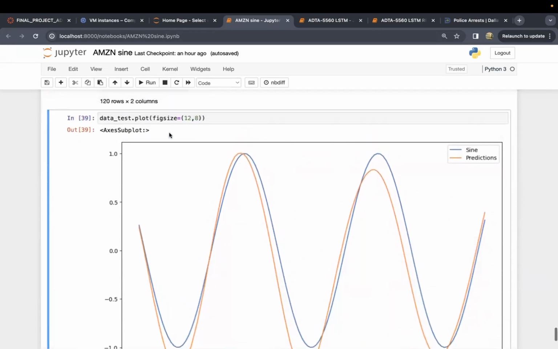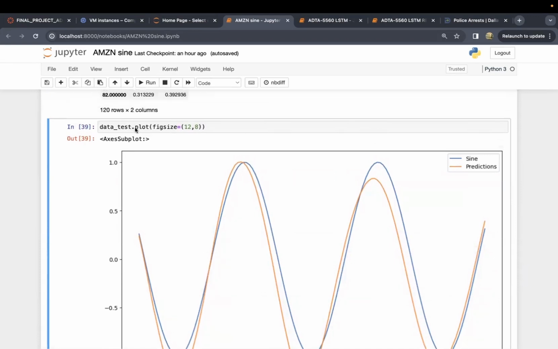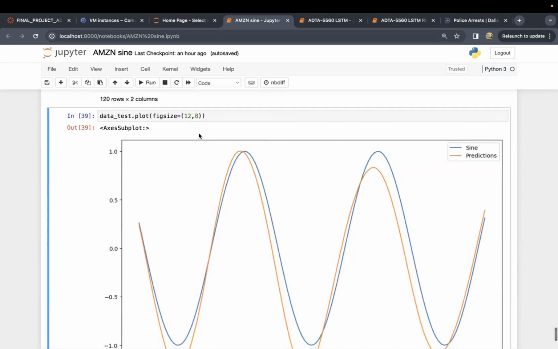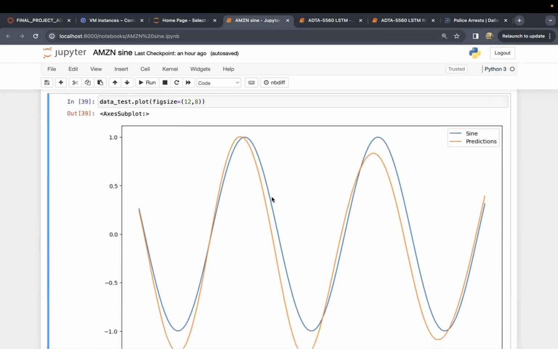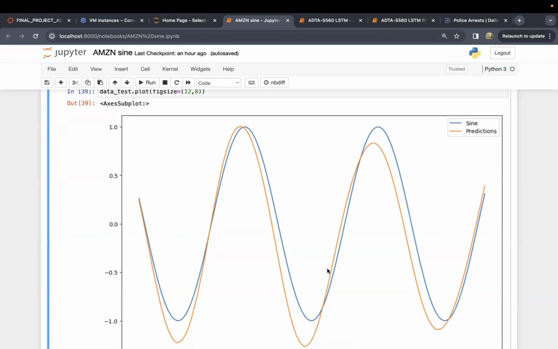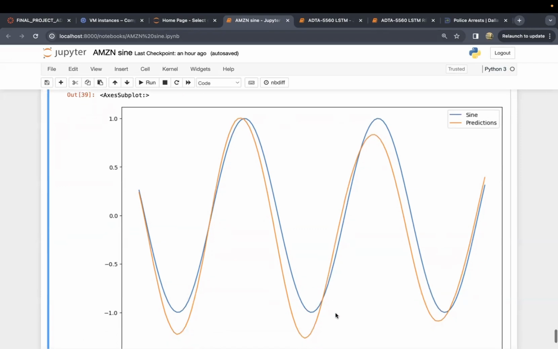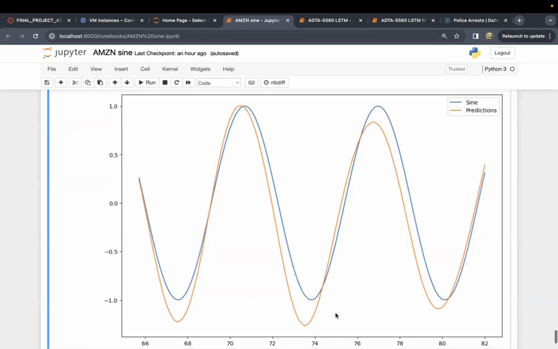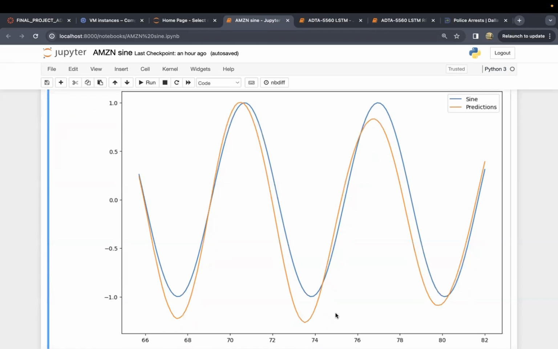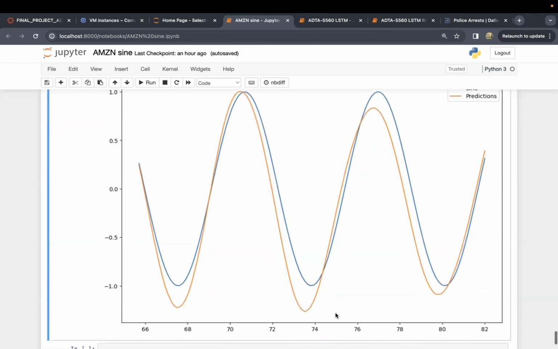So in the below plot, as the code depicts, data_test.plot with a figure size of 12 by 8, visually compares the actual sine wave values with the model prediction. Here, the blue line indicates the sine and the orange line indicates the prediction. This prediction closely aligns with the actual sine wave at almost all instances, indicating the effectiveness of the model in making accurate predictions. However, minor deviations between these lines are observed, possibly attributed to the discussed loss values. This visual assessment underscores the model's overall success in capturing the patterns of the sine wave data.